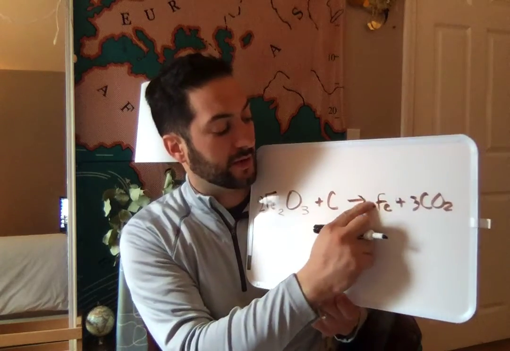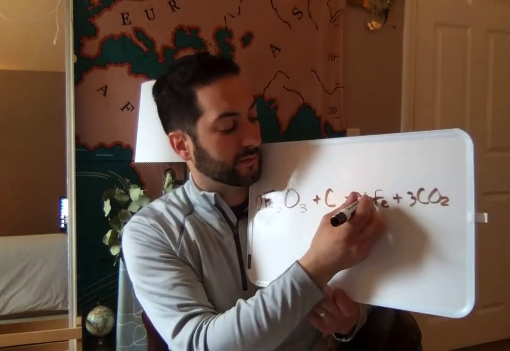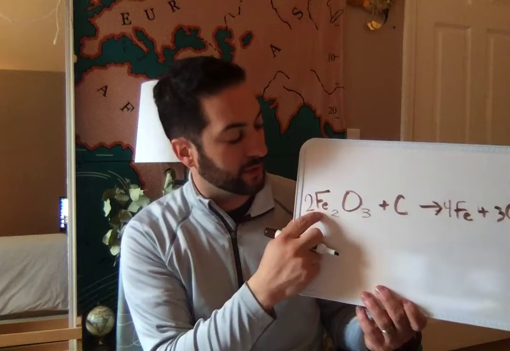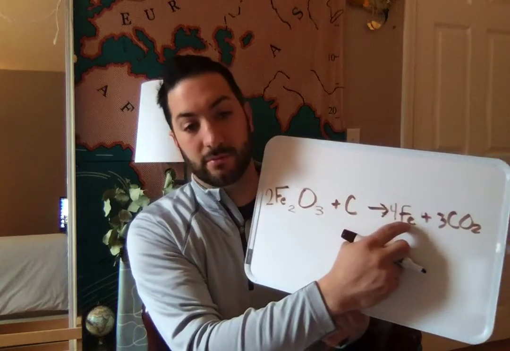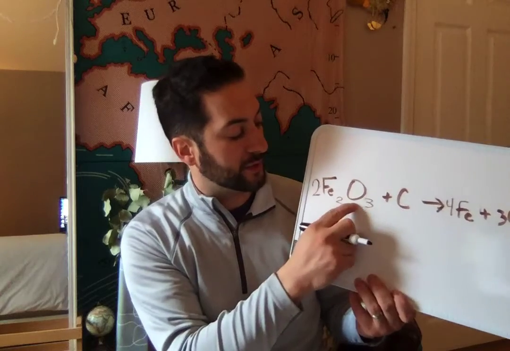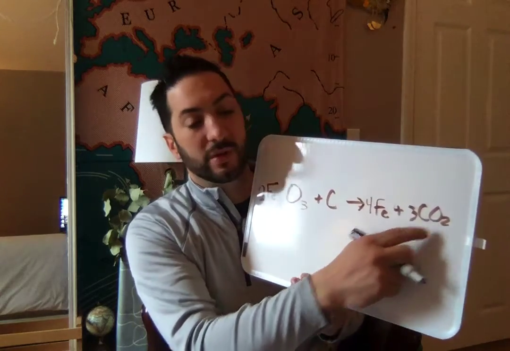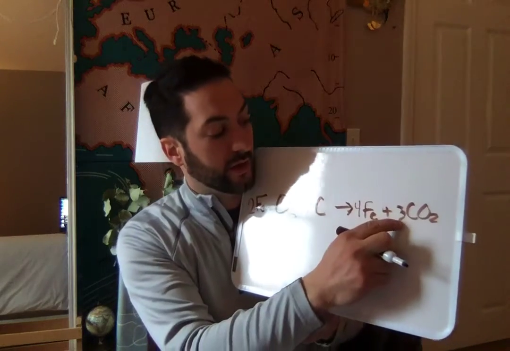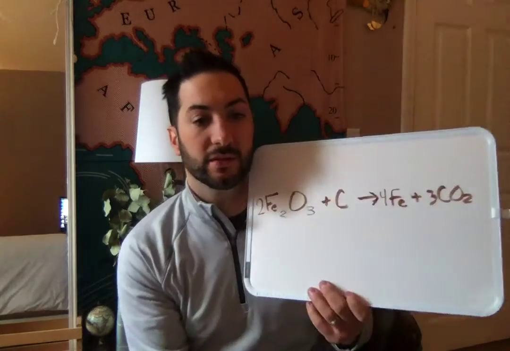That's okay. I can just change this one to 4. There. Now my Fes are fine. 2 times 2 is 4. 4 times nothing, and 4 times 1 is 4. And then my O's are fine. 2 times 3 is 6. 3 times 2 is 6. Okay? The only thing that's off now is, look, I have 3 C's.